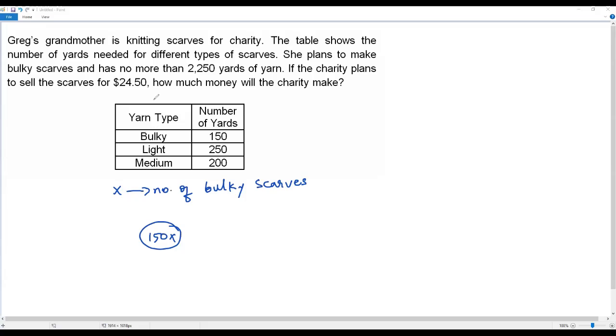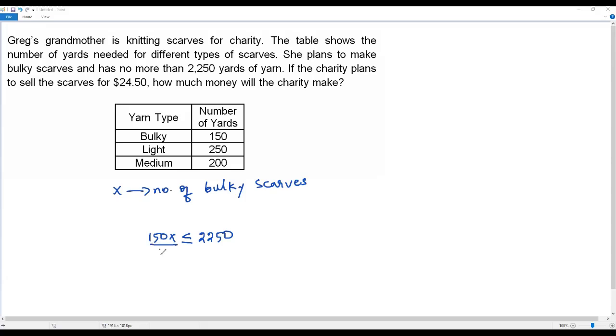According to the question, she has no more than 2,250 yards of yarn. So the total number of yards cannot exceed this value. So this 150x, the total number of yards required, can be equal to 2,250 or it has to be less than 2,250. Okay, now let's solve for x, which represents the number of bulky scarves.